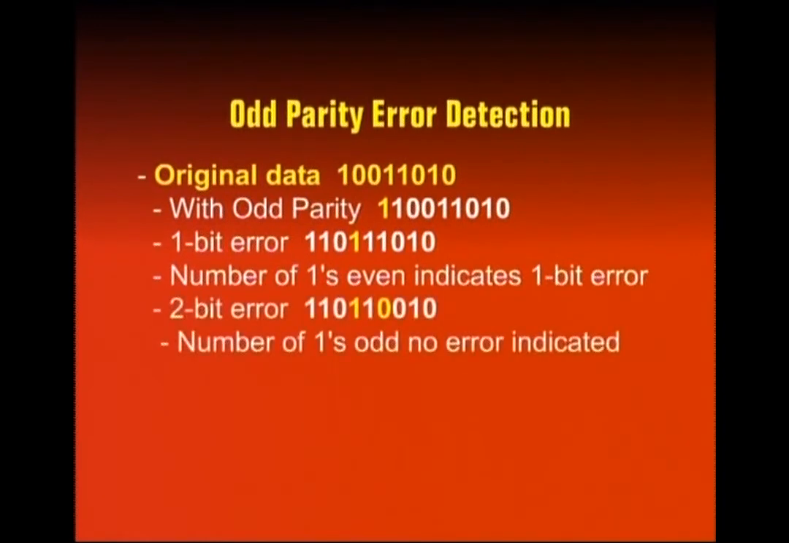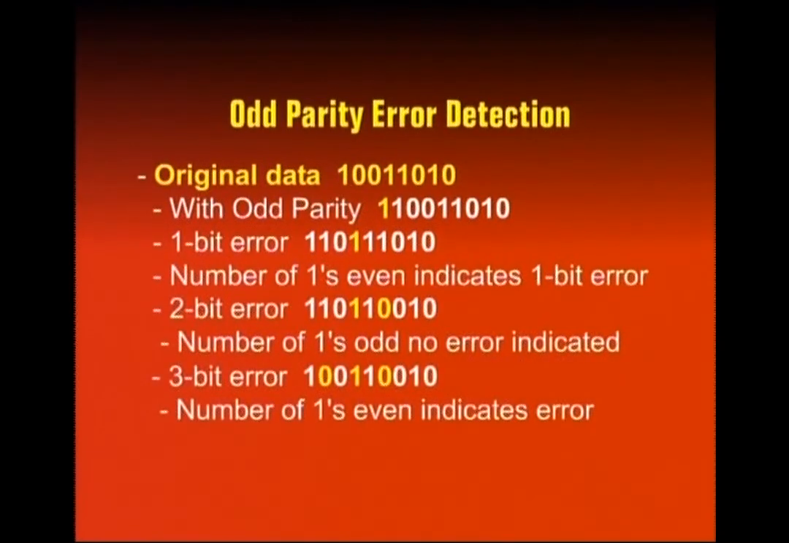Now let us consider that a 2-bit error occurs. So we send the original message with the odd parity bit, 11001110. Let's suppose the 2 bits which have been underlined change. What do you get at the receiver end? The total number of ones is still odd. So have we detected an error? No. So if a 2-bit error occurs, we are not able to detect an error.